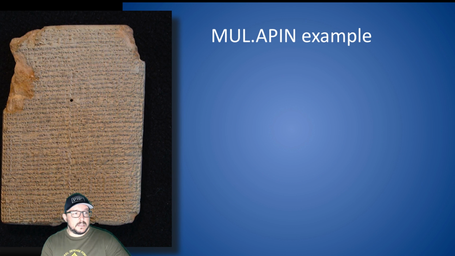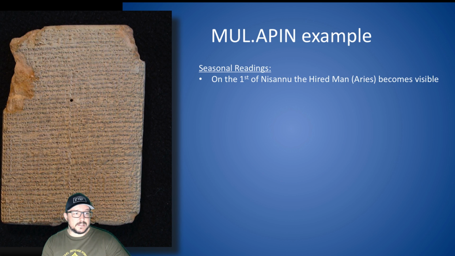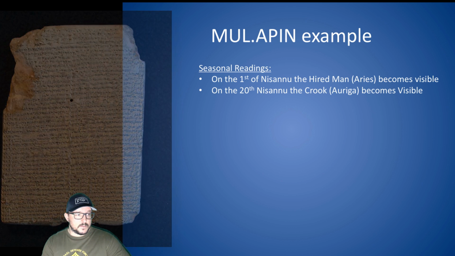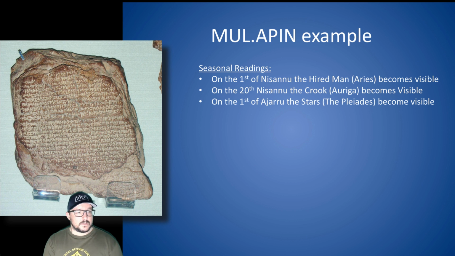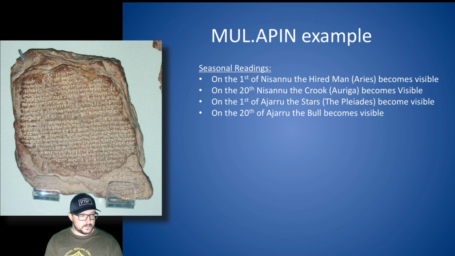An example reading of the MUL.APIN, a seasonal reading, would be: on the 1st of Nisanu, the hired man, or Aries is what they're called, becomes visible. On the 20th of Nisanu, the crook or Auriga becomes visible. On the 1st of Ajaru, the stars, or the Pleiades, becomes visible. On the 20th of Ajaru, the bull, or Taurus, becomes visible.